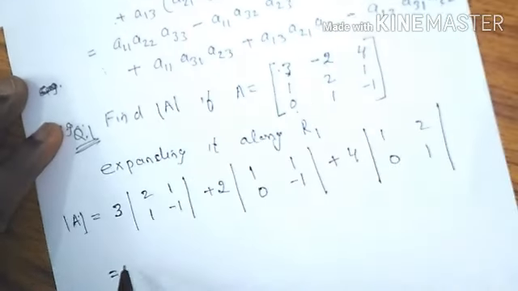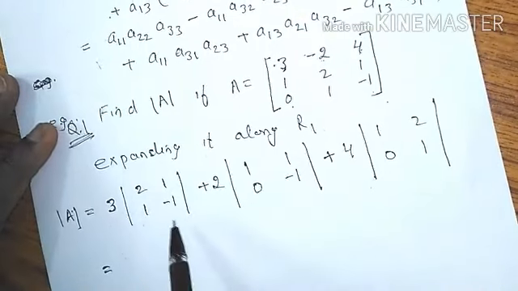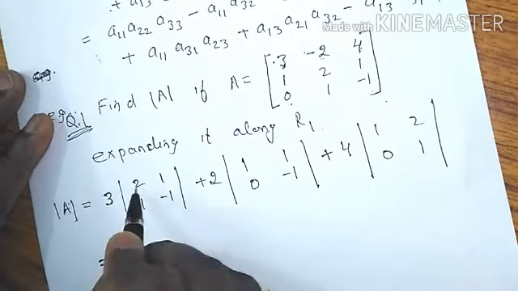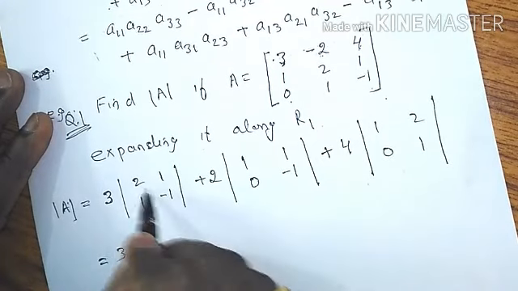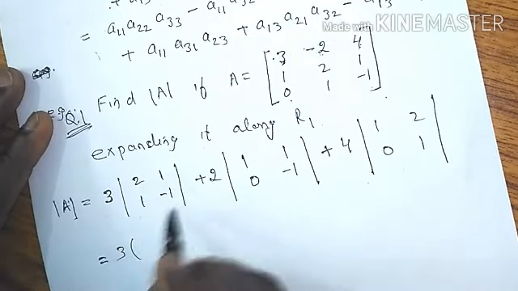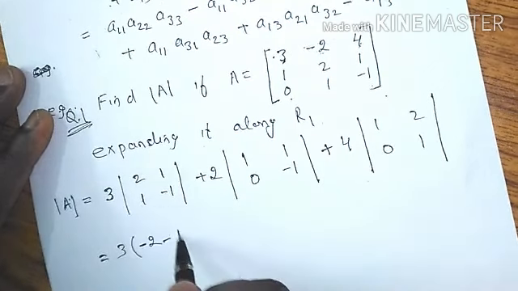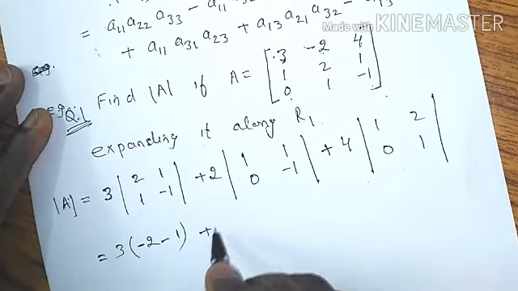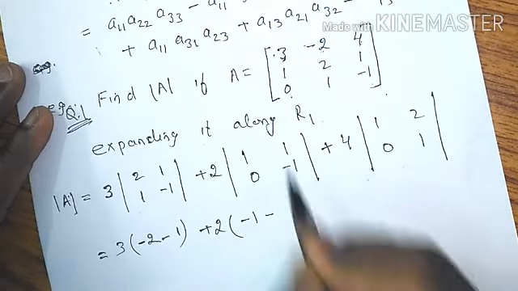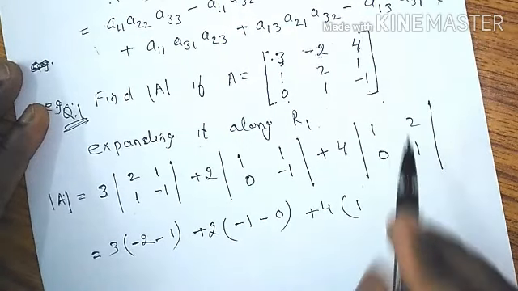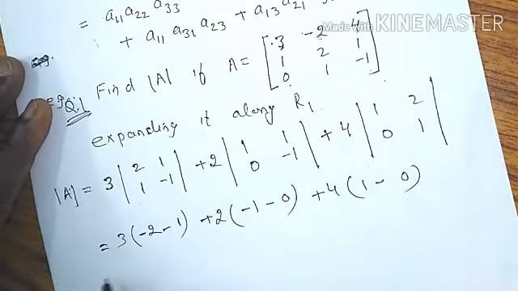Then we have to simplify. We know how to find the determinant of 2 by 2. So 3 is outside. Here 2 into minus 1, we have to cross multiply. So 2 into minus 1 becomes minus 2 and then minus 1 into 1 is 1. Then plus 2 comes. 1 into minus 1 is minus 1 and then minus sign, 0 into 1 is 0. Then 4, 1 into 1 is 1 and 0 into 2 is 0.